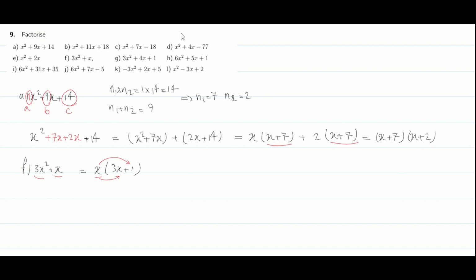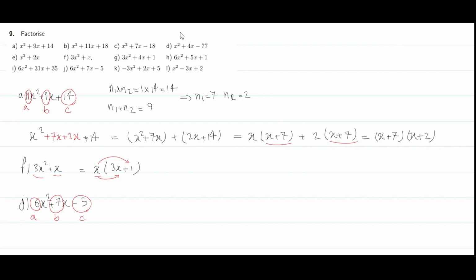Now let's say that we want to solve j as the last example. It would be 6x squared plus 7x minus 5. In here again, we have to define our a, b, and c value. Since this is a quadratic expression, our a value would be 6, our b value would be plus 7, and our c value would be negative 5. Now we have to find two numbers whose multiplication should be equal to 6 times negative 5, which would be equal to negative 30, and their summation should be equal to the b value, which is 7.